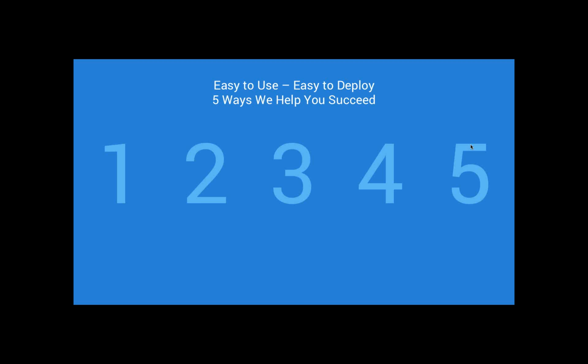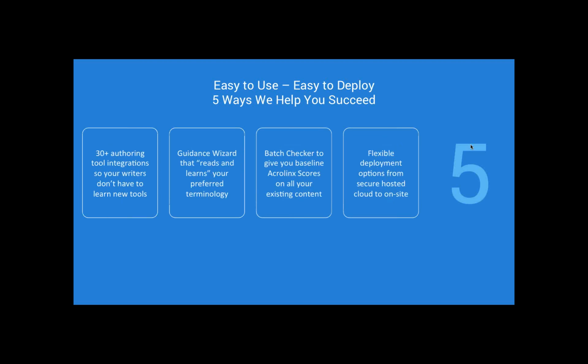And we've thought of these implementation issues and built out these top 5 success factors, from the authoring tool integrations to a guidance wizard that reads your content and figures out your starting point terminology, and cloud or on-premise deployment options. I mean, this makes it pretty easy for companies to embrace this and be up and running in a few weeks is really what it comes down to.